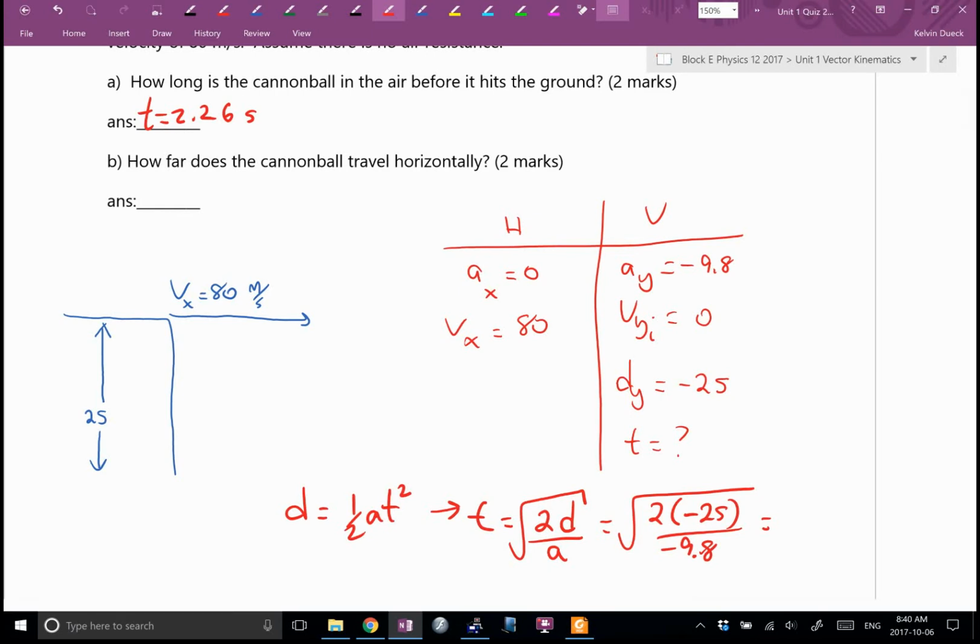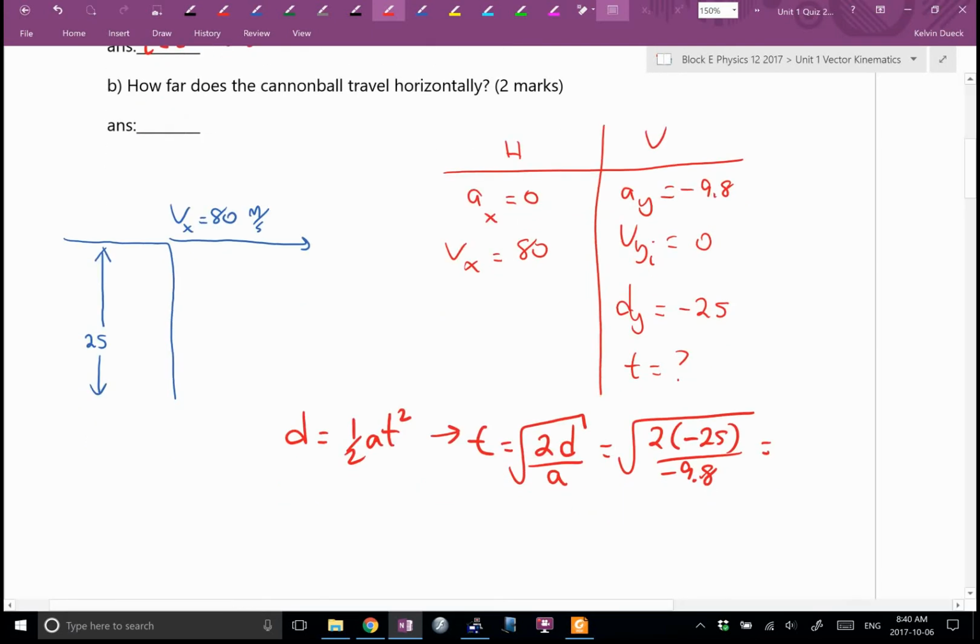Pierce, what's B want me to find? Which one, horizontal or vertical? Oh, the range, you say. So now it wants me to find that. Well, I can find that by going, you know what, let's put y's here, so I remember that that was vertical. And now I can find the range by going Vx times t. What happened to the half at squared? A is 0. I'll take that.